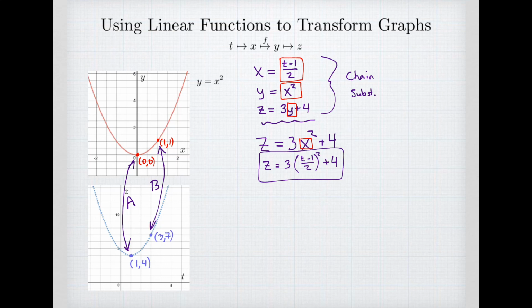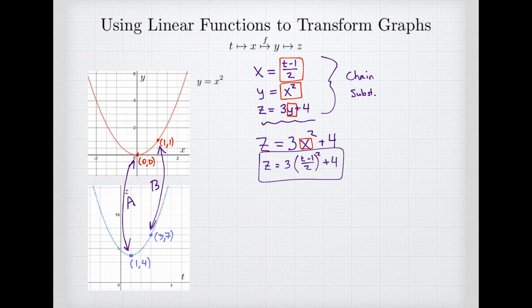So notice what we did. The (t minus 1) over 2 describes how my x coordinates, my inputs, go from t to x. I had to subtract 1 from t and then divide by 2 to get x. And then I square the result. That gives me y. And then I multiply by 3 and add 4. So that gives me my vertical stretch and shifting it up 4. That gives me the equation of my graph. And that's how all transformations work.